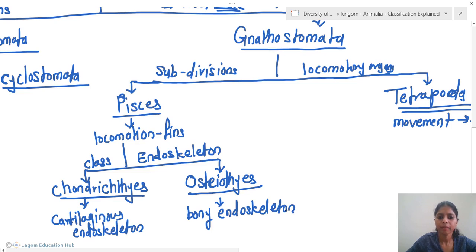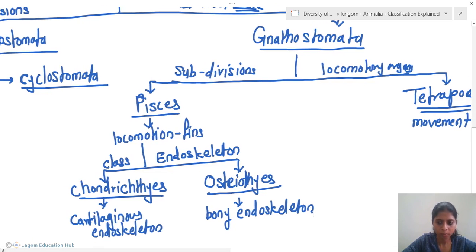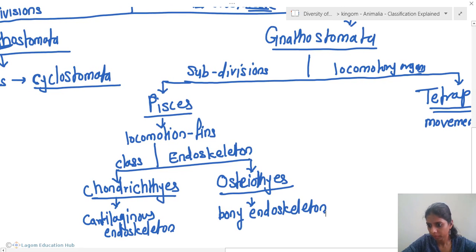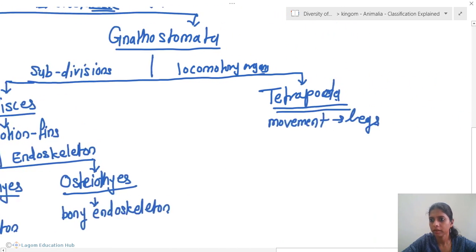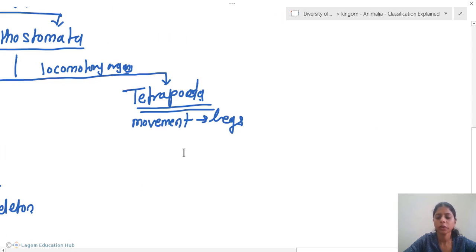Clear about the classification of subdivision Pisces into 2 classes on the basis of endoskeleton? Cartilaginous fish are called Chondrichthyes and bony fish are called Osteichthyes. Up to this level, we will study each class in detail later. So let us consider the classification of Tetrapoda.